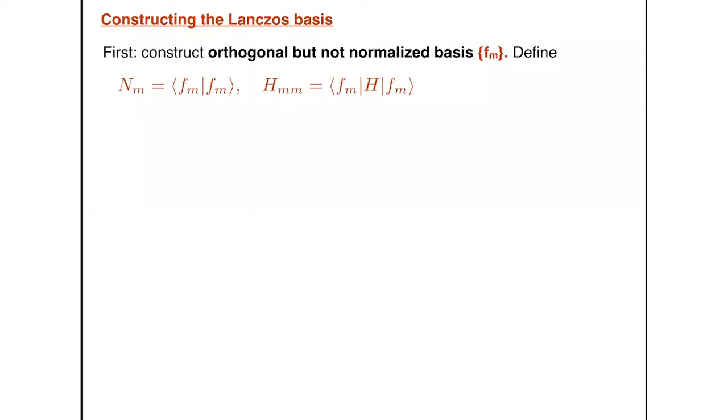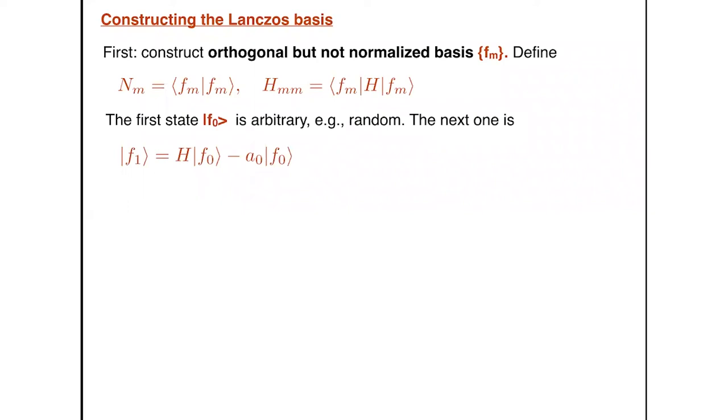So first let me do some definitions. I will introduce some coefficients which later on you will use to normalize. So this is just the overlap of a state with itself out of these states that you will construct. And then we have the matrix elements of H, the diagonal ones in that basis. Those I will need for this construction. So now I will start with one state that you take completely random. So you can use your random number generator in the computer to put whatever elements in your vector that I call F0.